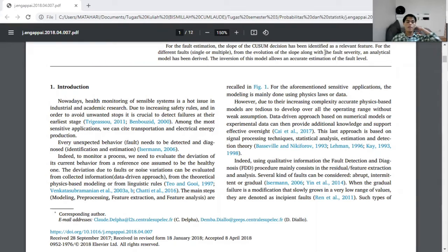Monitoring of sensitive systems is a hot issue in industrial and academic research due to increasing safety rules. In order to avoid and stop failures, it is crucial to detect failures at their early stage. Among the most sensitive applications we can cite transportation and electrical energy production.